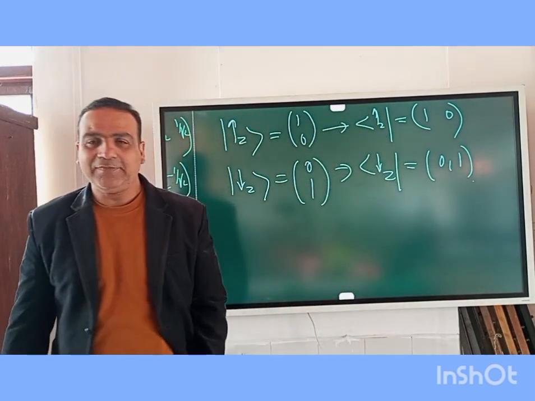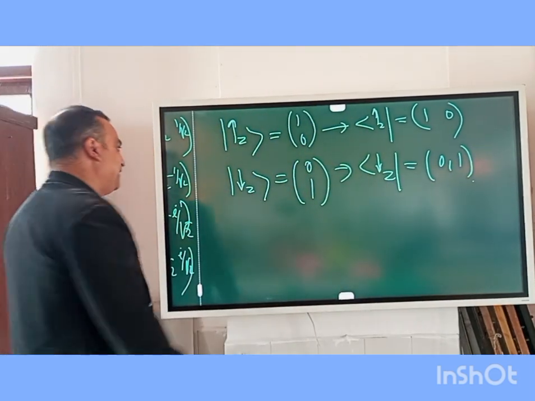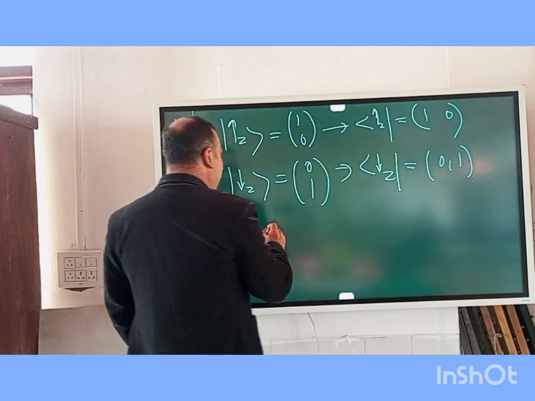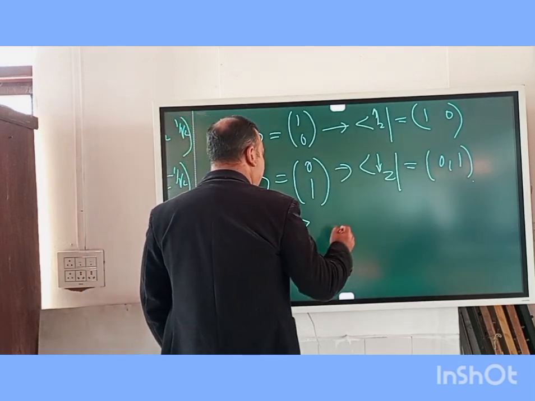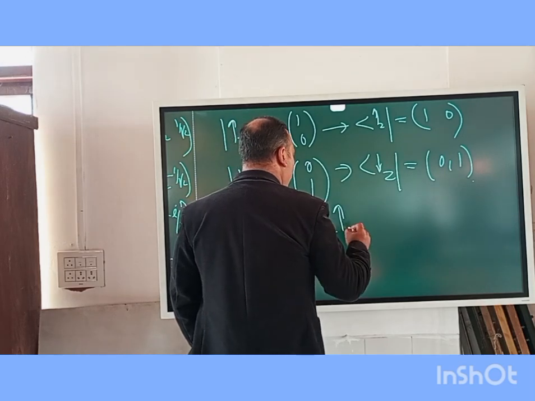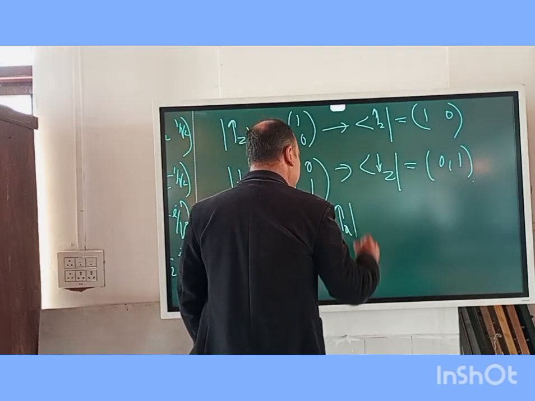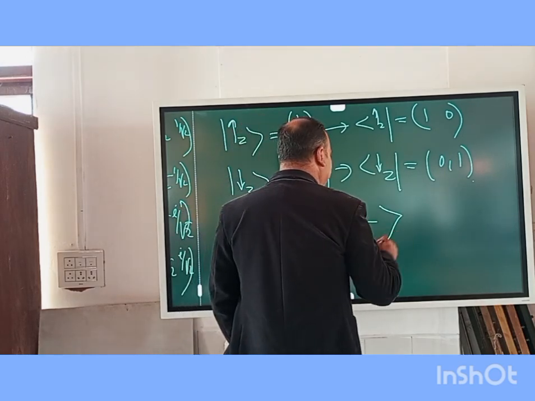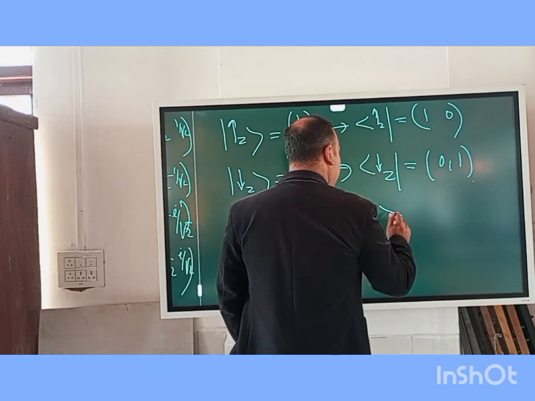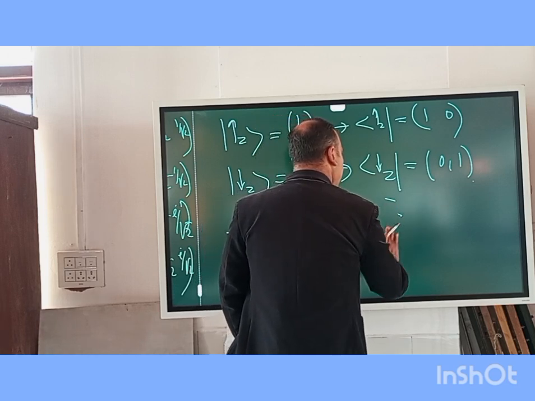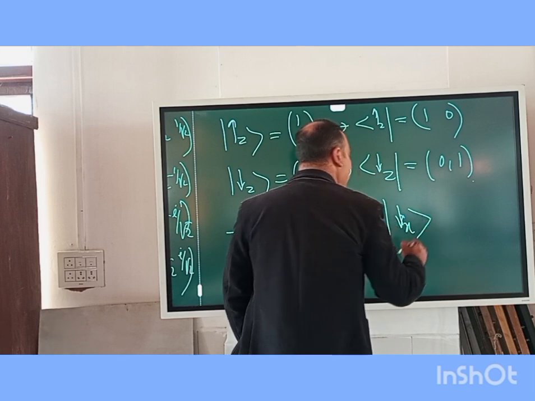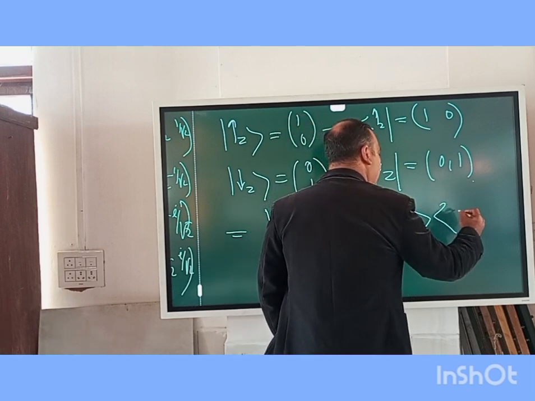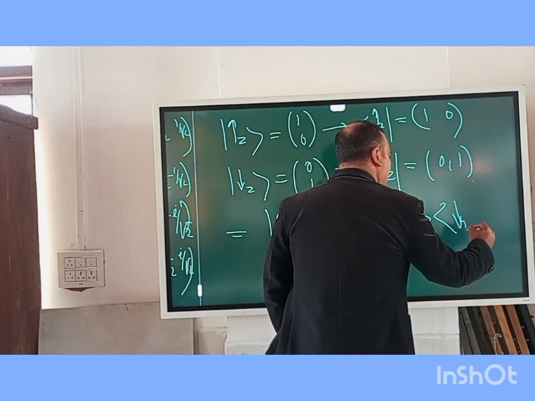Clear? Now let me write down something like this. Now if I write the ket of spin up along x and bra of spin up along x, minus the ket of spin down along x and bra of spin down along x.